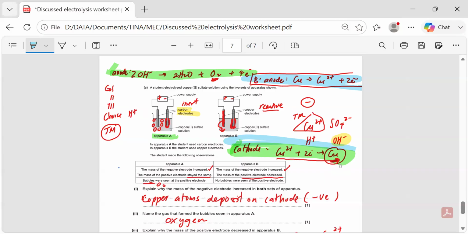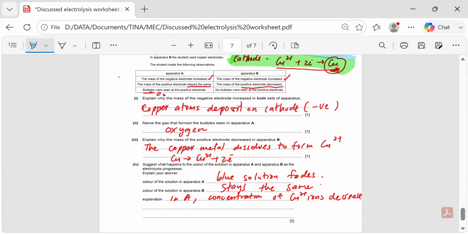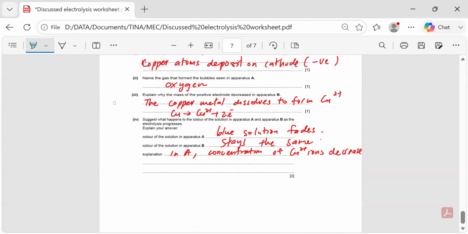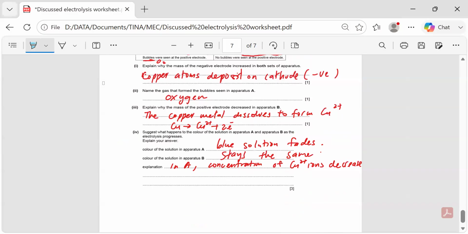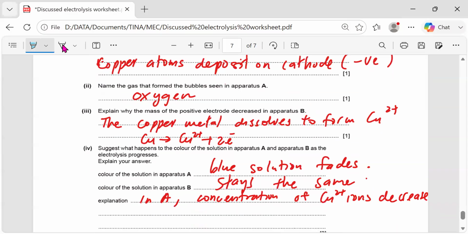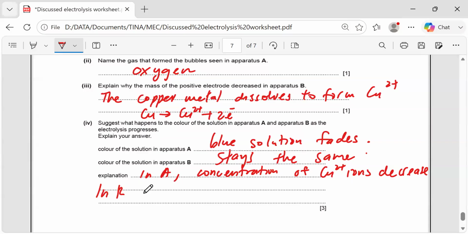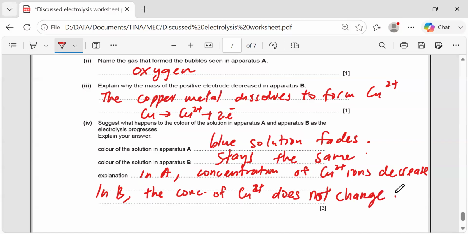Okay, do you want me to start speaking like toddler language? Okay, it stays the same because you're putting one ion in, taking one ion out. Understand or not? Okay, so in B, the concentration of copper ions does not change, or stays the same. Okay?